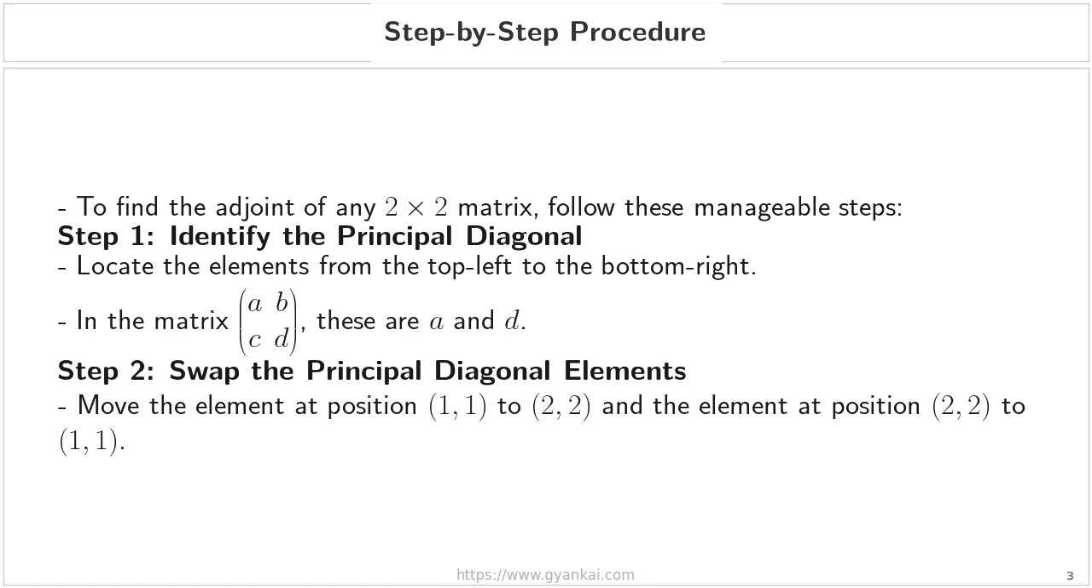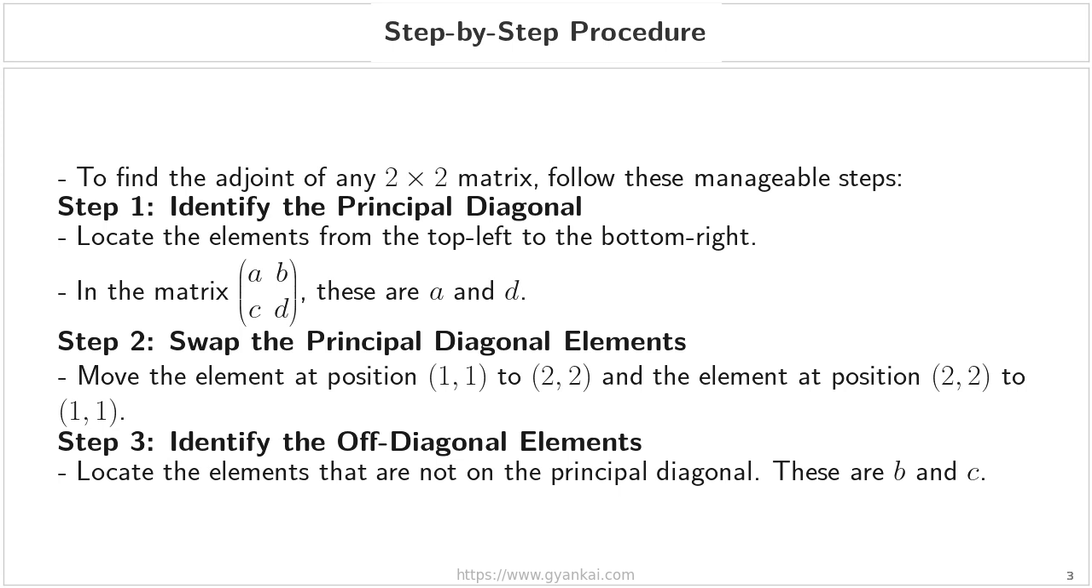Step 2. Swap the principal diagonal elements. Once you've identified them, simply switch their positions. You'll move the element at row 1, column 1, to row 2, column 2, and move the element at row 2, column 2, back to row 1, column 1. Step 3. Identify the off-diagonal elements. Next, look at the remaining elements that are not on that principal diagonal. In our standard matrix, these are the elements b and c.